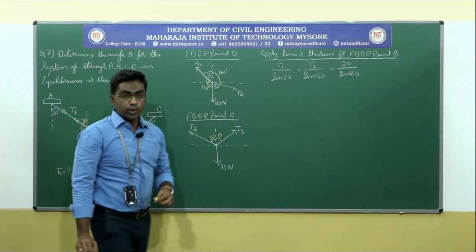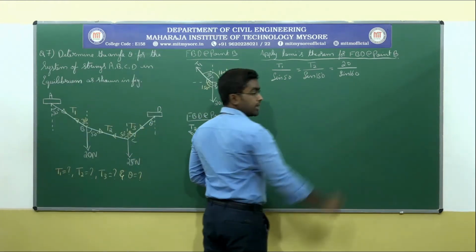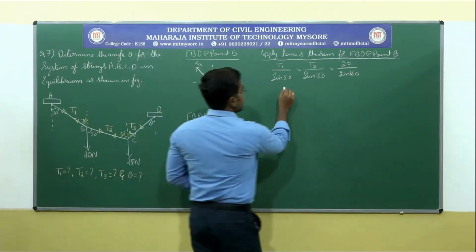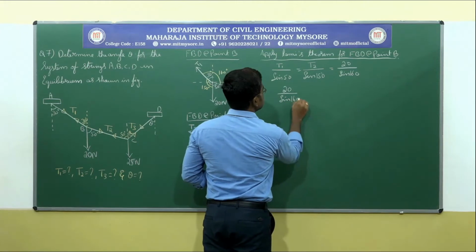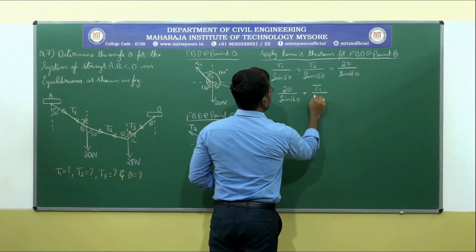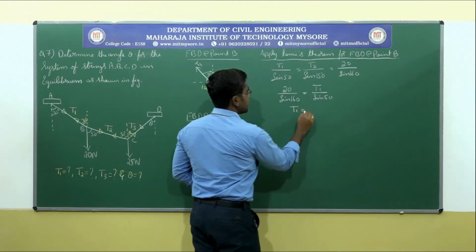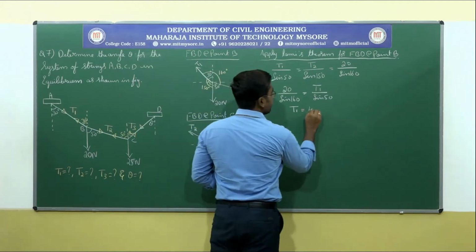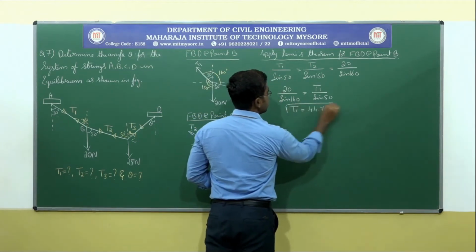Now I need to equate two terms at a time. One term should be a known value, another one should be the unknown. So that is 20 divided by sine 160 is equal to T1 divided by sine 50. If you simplify this, the T1 value will be equal to 44.79 Newton.